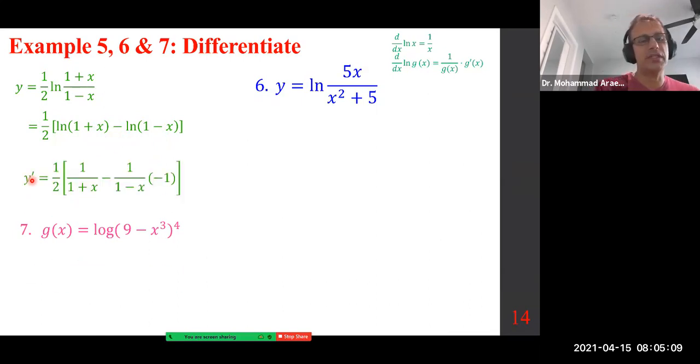Now, I'm going to assume everybody can finish that. The idea is very simple, that this one inside is 1 over 1 plus x. This one is plus 1 over 1 minus x. You can take a common denominator and finish the job by multiplying by 1/2, because the rest is elementary algebra.